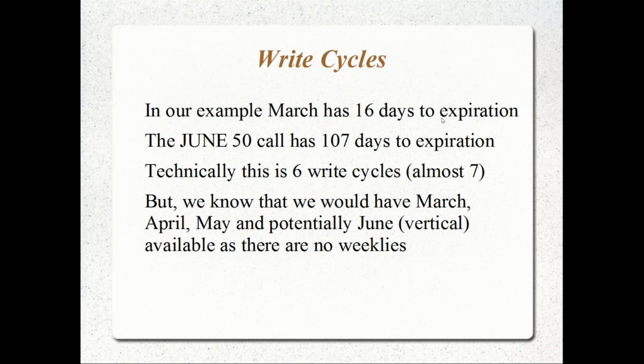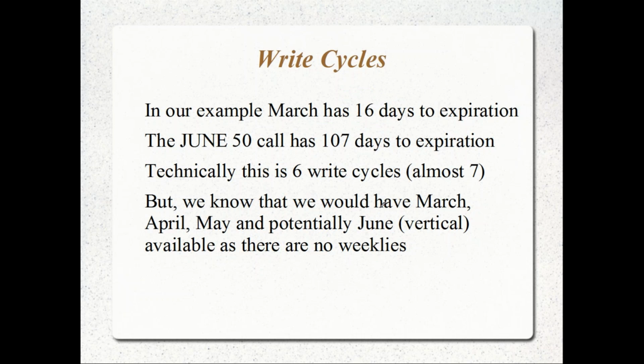But because weeklies aren't available, I can't write an option every 16 days. When I hit March expiration, April's going to be 28 to 30 days out. Now when I hit April expiration, May is going to be 28 to 30 days out. I'm not going to have the ability to write it 16 times. Okay? But I know that I have 3 cycles available if necessary, that I can write the April, and then I can later write the May, and I could potentially write the June as well after the March, technically 4 write cycles. But if I sell the June against the June, that would just create a vertical.